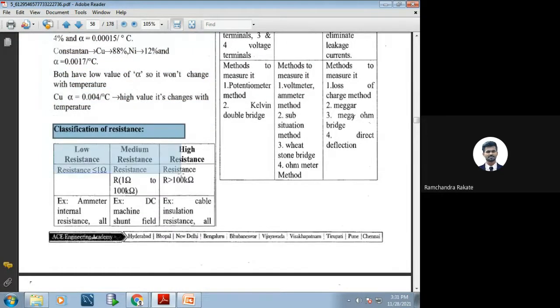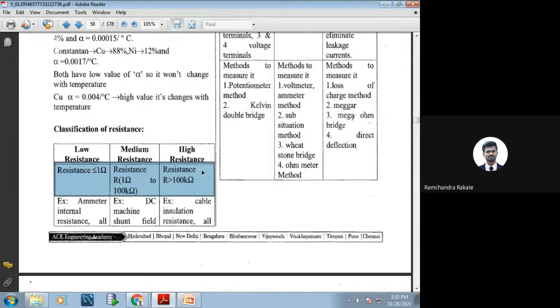Now we are classifying the resistance as low resistance, medium resistance, and high resistance. When it comes to classification, we will classify on the basis of the value of resistance. If resistance has a very small value, it belongs to the category of low resistance. If it is between 1 ohm and 200 kilo ohm, then it belongs to medium resistance. If it is less than 1 ohm, it belongs to low resistance. And if it is beyond 100 kilo ohm, we'll say it is a high resistance. Correct.